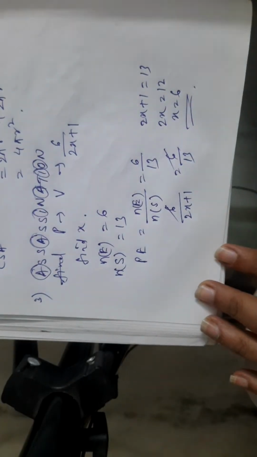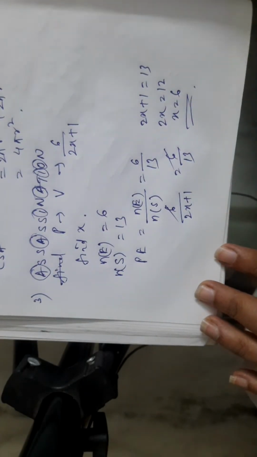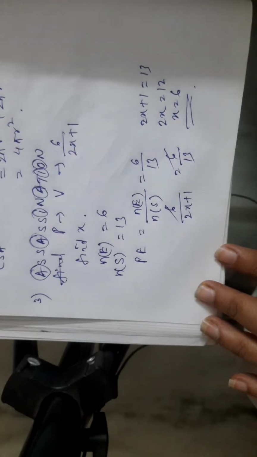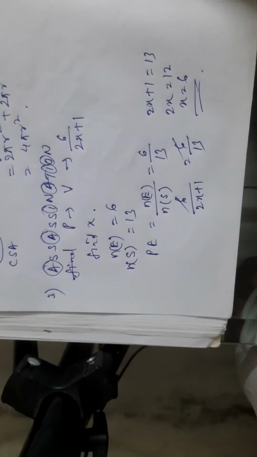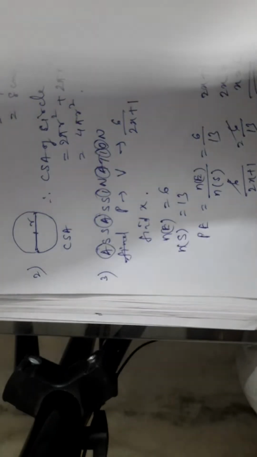Now coming to the next question. Our third question was: what is the probability that the sum of the two numbers will be a multiple of 4? Will you find the answer on your own? The sum of the digits on the die is divisible by 4. How many digits are there? How many multiples are there?